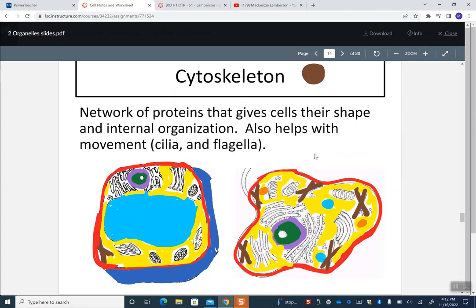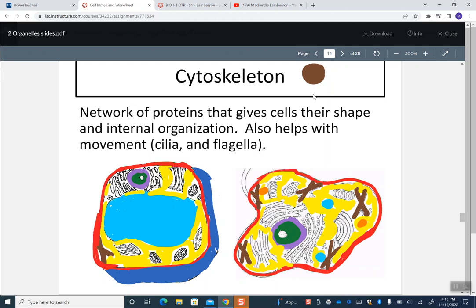Now we have the cytoskeleton. I did the cytoskeleton in brown here, and you can see it is in animal cells and also in plant cells over here. It's just harder to see in the plant cells. The cytoskeleton is basically exactly what it sounds like. It's sort of like the skeleton of the cell.